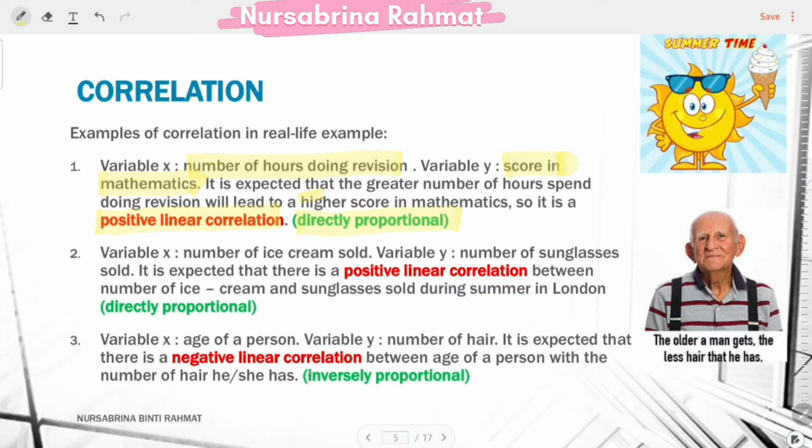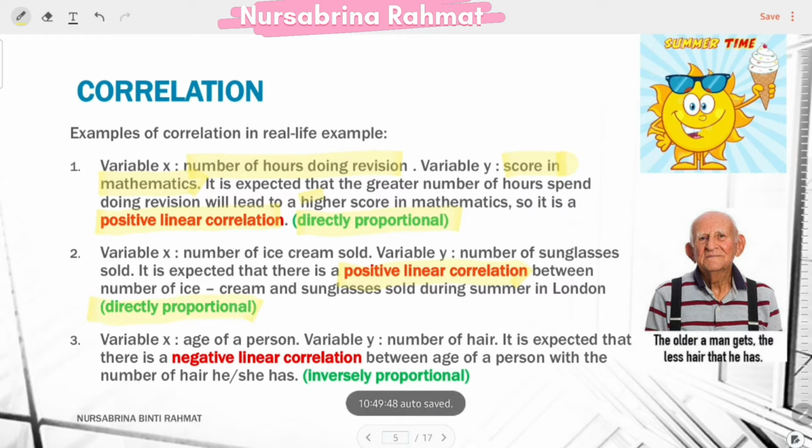Okay, secondly, during summer in Western countries, it's very hot compared to winter, fall or autumn, or spring. So during summer, people tend to eat more ice cream and people tend to buy sunglasses. These two items are heavily sold during summer. So it shows a positive linear correlation between the number of sunglasses sold and the number of ice creams sold during summer. So it's directly proportional.